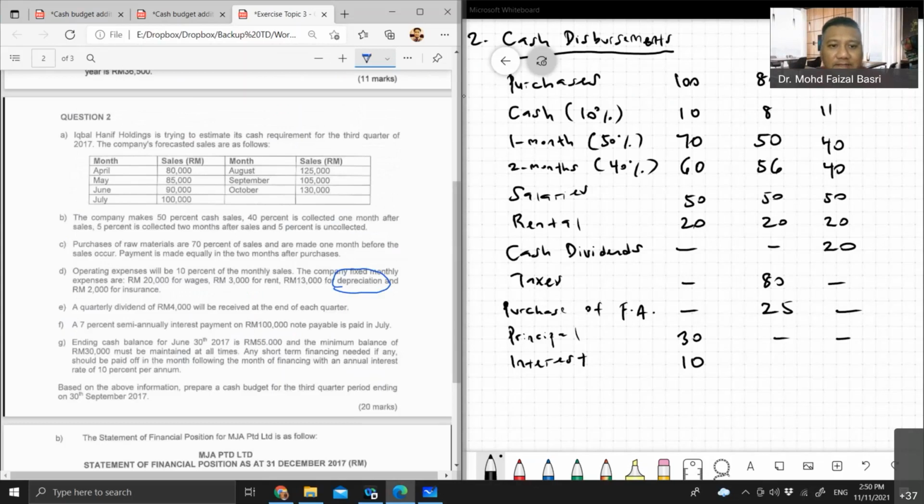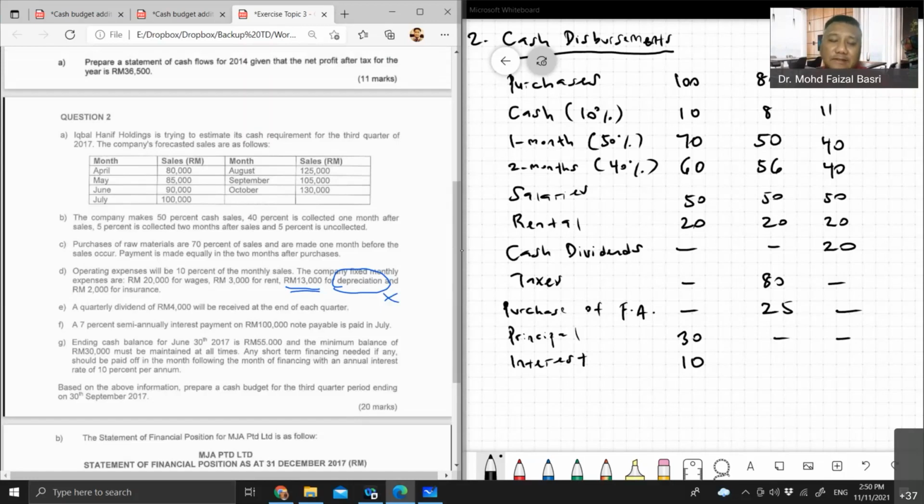Okay, they have 13,000 ringgit for depreciation monthly. If you see this, the others you have to record, like operating expenses, outflows and disbursements. You have wages, salary, rental. These all have to be recorded. But for depreciation, don't record it. Don't put it under your cash disbursement. This is just a trap basically.